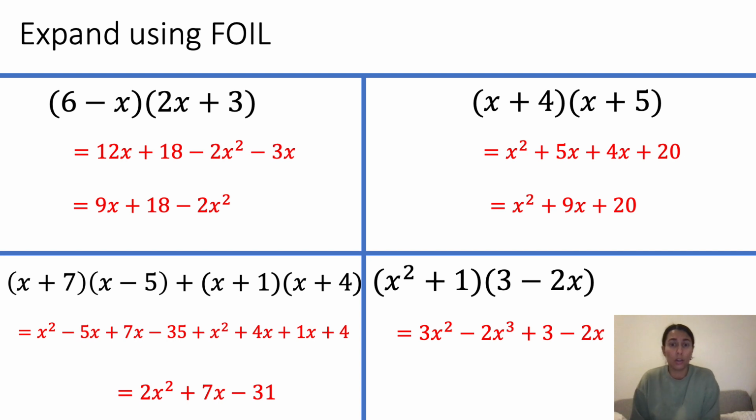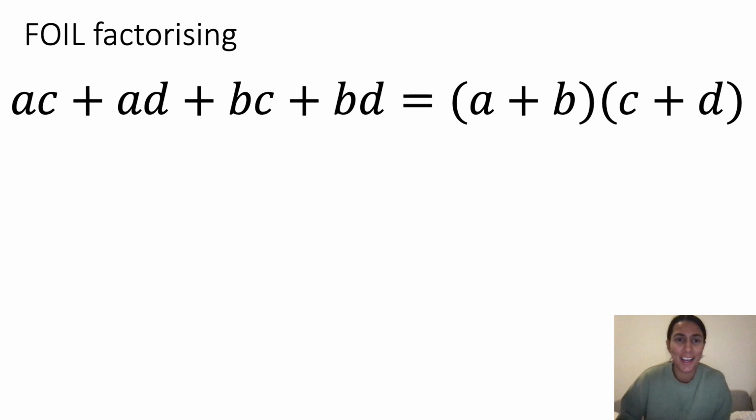And now I'm going to show you how to factorize an expression back into its FOIL brackets. The rule for FOIL looks like this: AC plus AD plus BC plus BD, and then you would factorize it to get two lots of brackets. So when we factorize with four terms, you'll get two lots of brackets. This one looks like (A plus B)(C plus D).